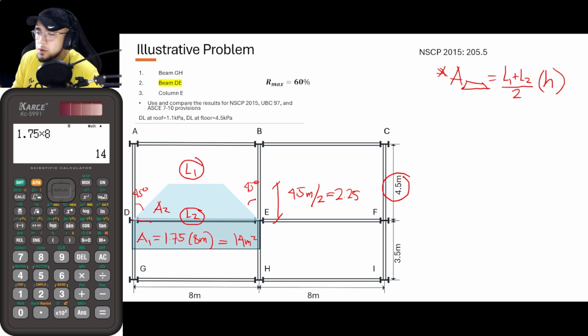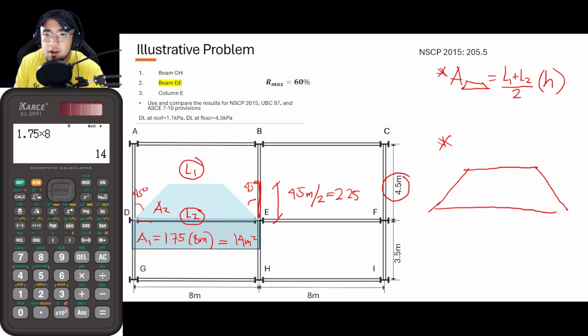And from virtue of SOHCAHTOA, whatever this length is, let me go to this part, which I will erase later. So again, if this is the trapezoid, and this here is 45 degrees, and this is also 45 degrees, whatever length this is, that is exactly equal to this length right here.